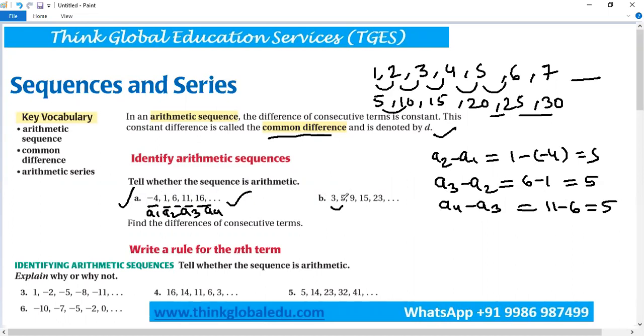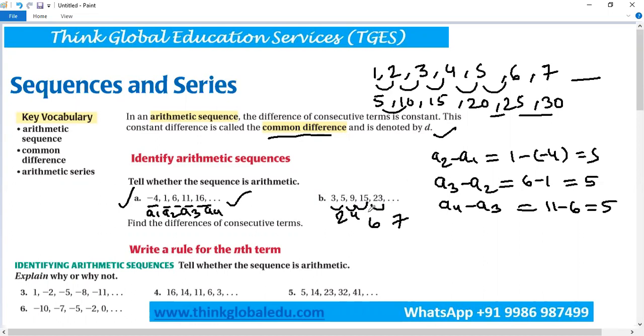In the second sequence, we have the terms 3, 5, 9, 15, 23. The difference between 3 and 5 is 2, 5 and 9 is 4, 9 and 15 is 6, and 15 and 23 is 8.